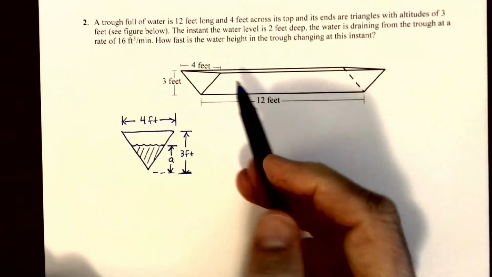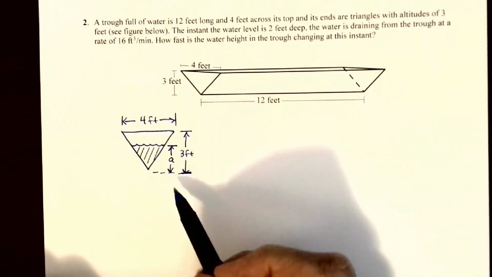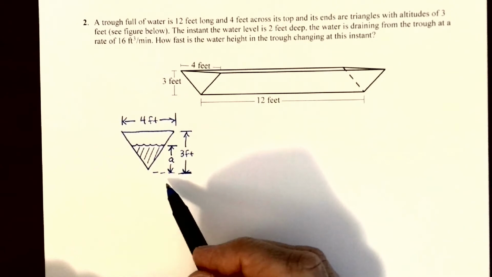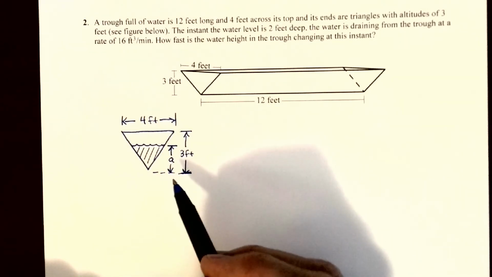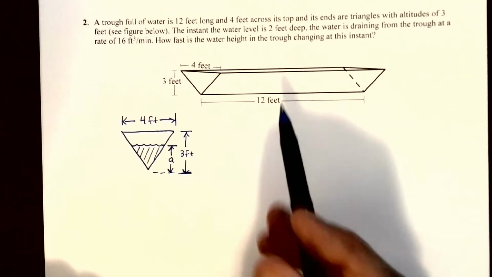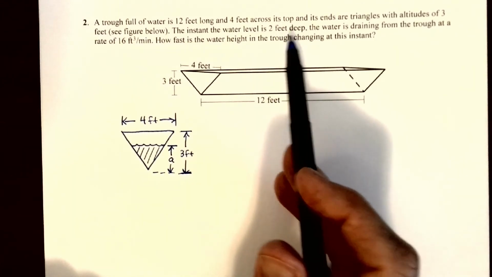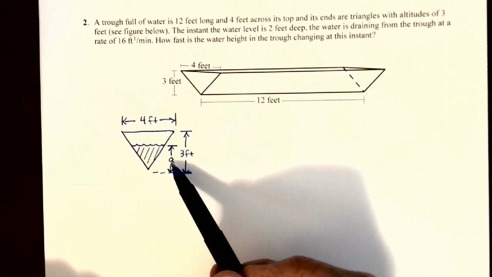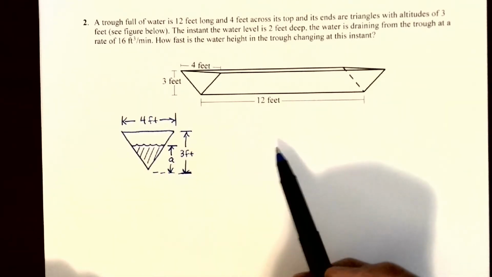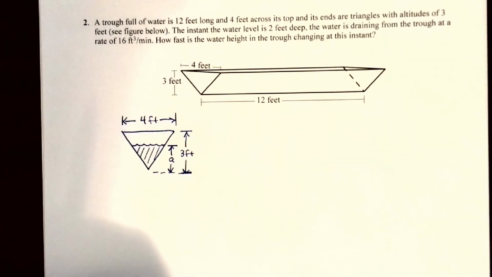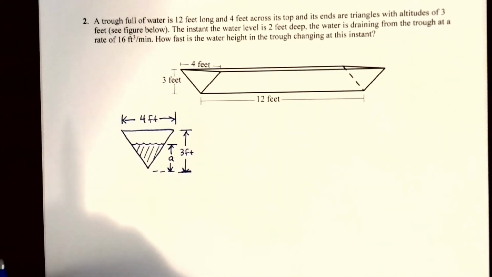Now I know it says the instant the water level is 2 feet deep, but remember, the water's changing. It's not a constant at 2 feet. We need to find the related rates equation first before we plug in that 2 feet deep. When we do, of course, at that instant, A would be equal to 2. But we don't want to let A be 2 now, because then when I take the derivative, again, the derivative of a constant is not what I'm looking for. This A is changing with respect to time. If you think about it, A is getting smaller as time progresses.